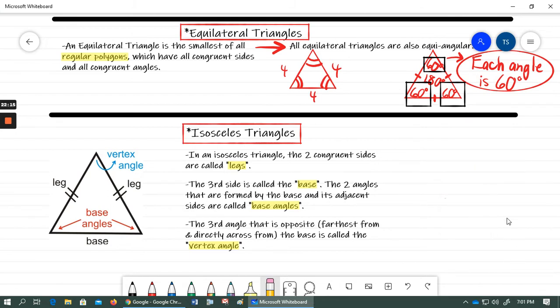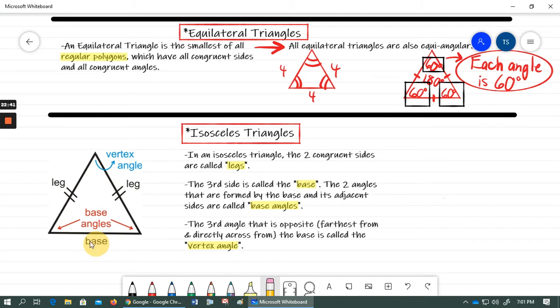Okay. All right. So again, folks, that's the base of an isosceles triangle. And folks, the two angles that are formed by the base. So you see that base in this triangle, this black triangle that I've got right here. The two angles that are formed by that base and its adjacent sides are considered the base angles. They're called the base angles. These two angles right here, that one and this one.